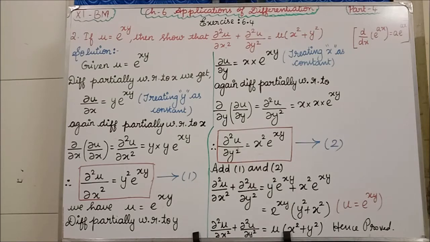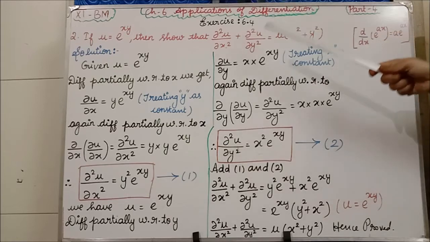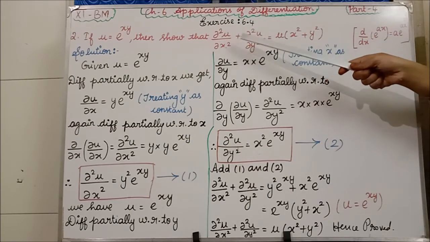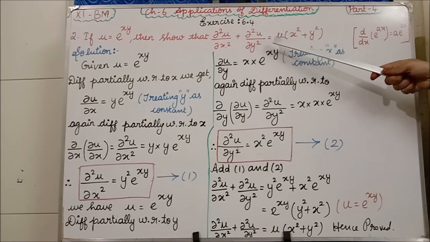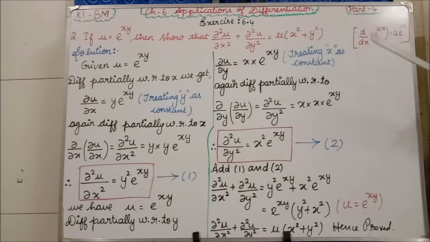Students, next we are going to see the second problem in exercise 6.4. See the question: if u equals e power xy, then show that del square u by del x square plus del square u by del y square equals u into (x square plus y square). We have to prove LHS is equal to RHS. Clear students?